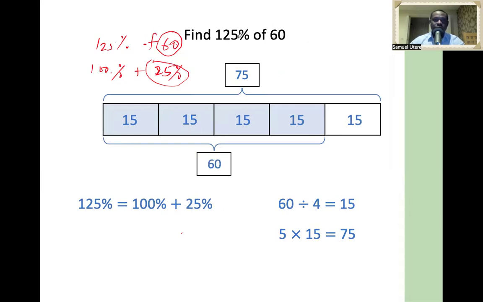Now, remember I said 125% means what I had before plus the percentage that is on top of the 100%, the percentage that I need to add to the 100%. So I already had 60 before because I was told to find 125% of 60. 60 represents 100%, so plus 25%, which is 15, and that gives me 75.